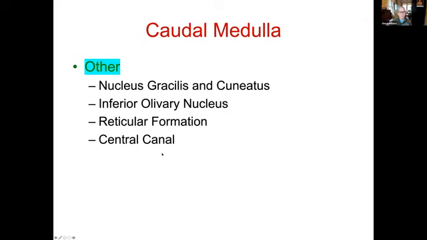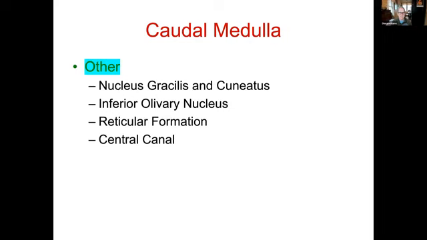Okay, some other things that don't fall under those categories of ascending, descending, and cranial nerves are some structures that are present in the caudal medulla, but also may be unique. Not all of these are unique to the caudal medulla, but some. One thing that we see is the ventricular system is very narrow. So that does tell me I'm in medulla, okay?